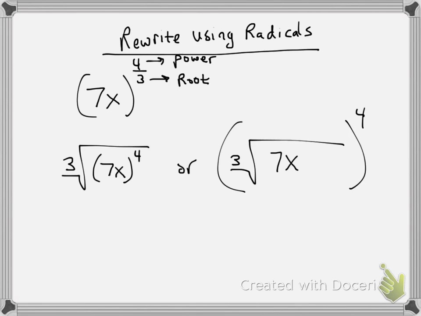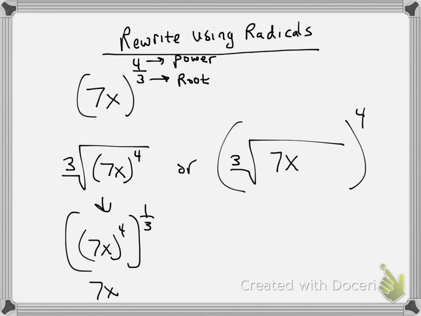It doesn't really matter. The only reason is because, using our exponent properties, we can multiply our exponents together, 4 and 1/3, and still get 4/3. Just remember, if we're going to go back, this would be 7x to the 4th, and then we'd raise that to the 1/3, and we'd multiply, which we're still going to get 4/3. So this would be 7x to the 4/3.